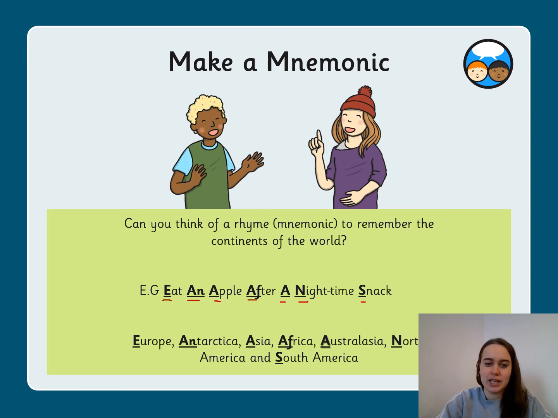So for eat, we've got Europe. For an, we've got Antarctica. For apple, we've got Asia. For after, we've got Africa, and so on. The other three also link up to those words. So you could use that if you want. I personally find the continent song really helpful. So you can always watch that afterwards as well to help.